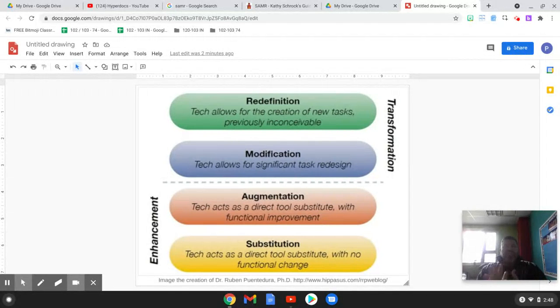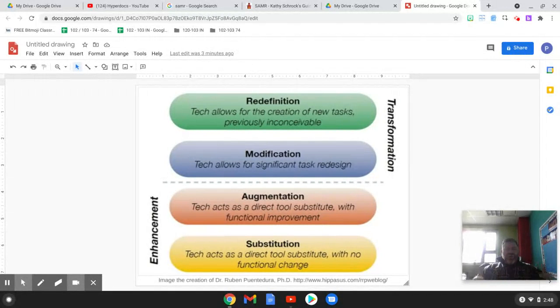So let's just say, for instance, I wanted my students to research this town of Roebling and why it's important, right? So the traditional way would be here's paper and a book, research, go. Okay, no big deal, right?